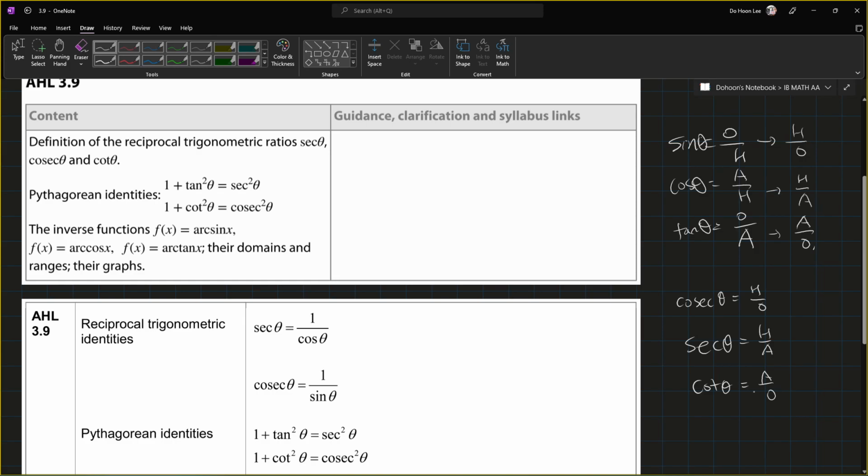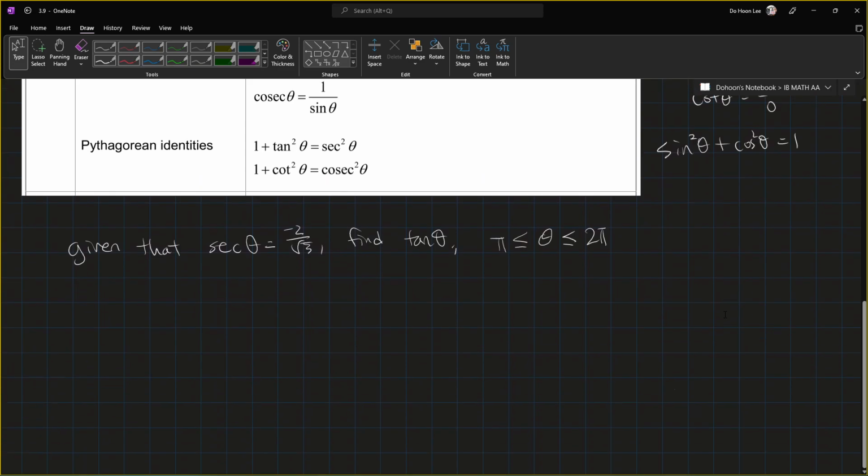Now, we can bring back the idea of the Pythagorean identity. It was sine squared plus cosine squared equals 1. We can massage this identity using the reciprocal ratios, and you can find them in the formula booklet as well. 1 plus tangent squared equals secant squared. 1 plus cotangent squared equals cosecant squared. And let's try a question that uses the Pythagorean identity with the reciprocal ratios.